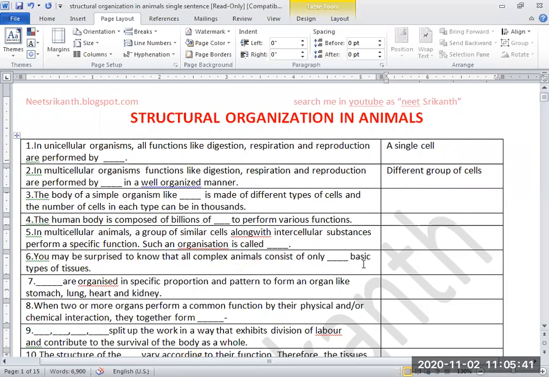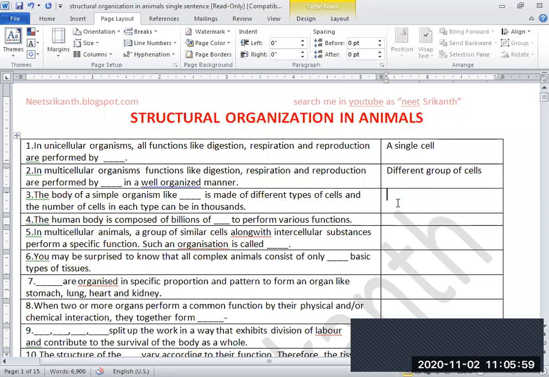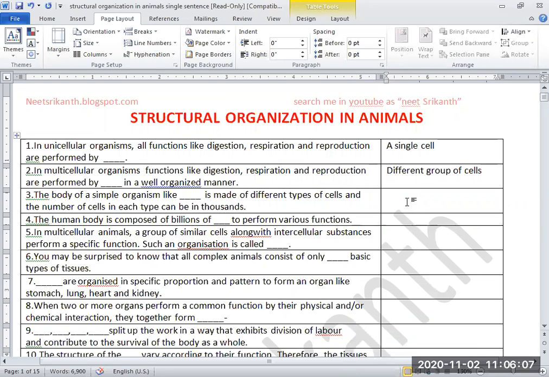The body of a simple organism like dash is made of different types of cells, and the number of cells in each type can be in thousands. Asking about a body of a simple organism made of different types of cells. Hydra.